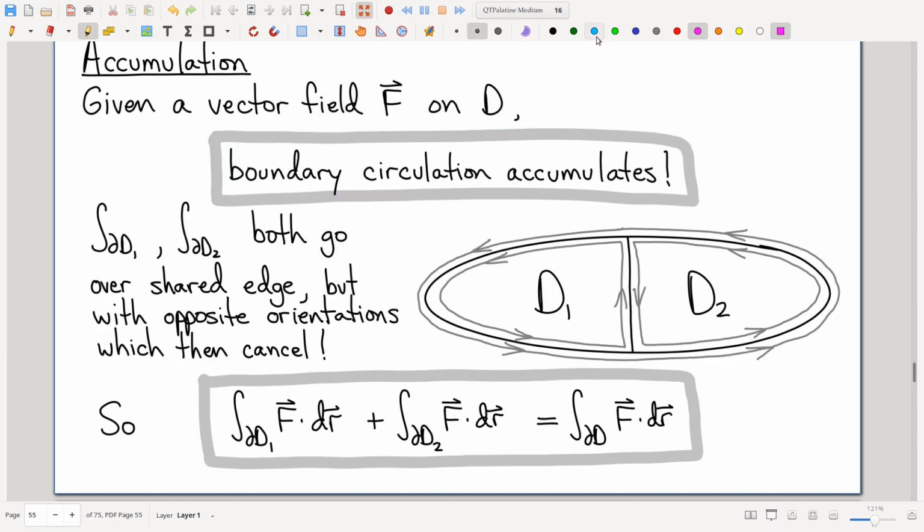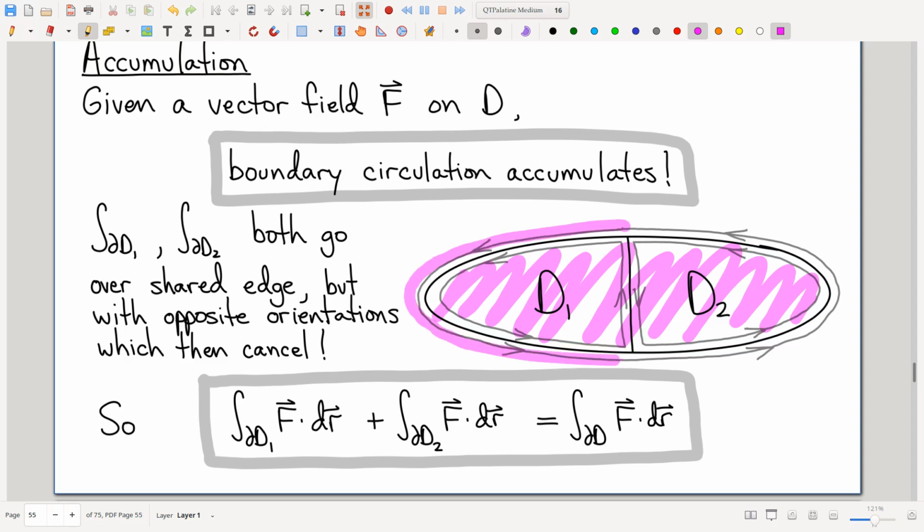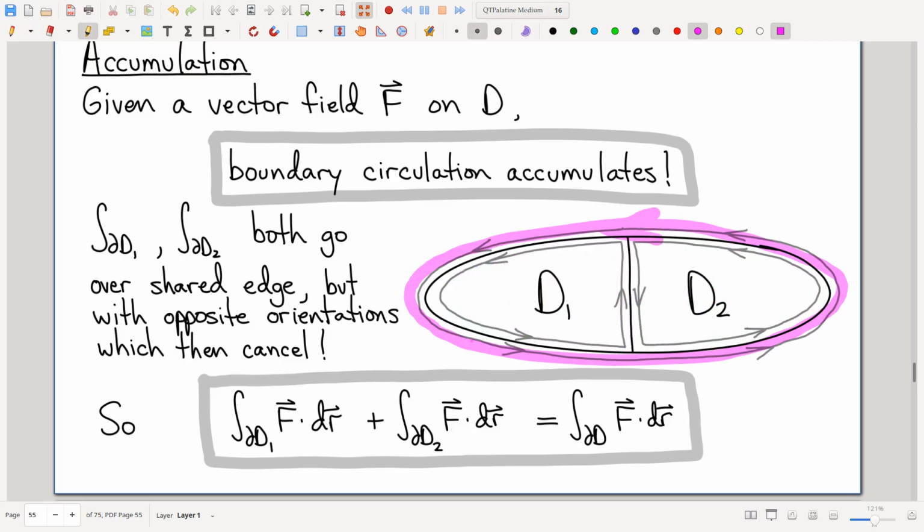But assuming we have some vector field so that we can talk about circulation, I claim the whole is the sum of the parts, as follows. Here's the whole. What would be the boundary circulation? Over what curve would I compute the boundary circulation of this whole? Well, the whole has that as its boundary, oriented as indicated there.